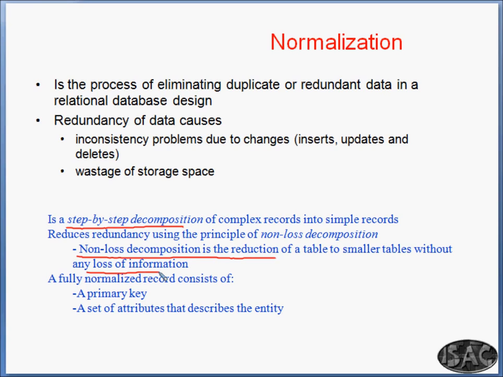Again, there is no hard and fast rule that you have to do this. If you think that by introducing this column there is no loss of data, you can go for that. A fully normalized record consists of a primary key and a set of attributes that describe the entity.